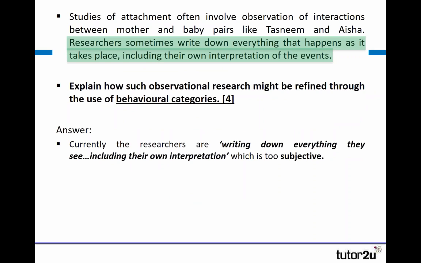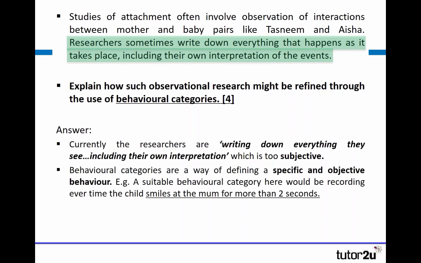What we could say to begin our answer is, well, actually, what the researcher is currently doing is just writing down everything they see, which is obviously very, very subjective. If you had 2 different observers, they're going to end up writing very, very different things about that observation. We could then say what a behaviour category is, because that's what the question is asking. Behaviour categories are a way of defining specific and objective behaviours. That'll get us a mark for defining it. And I would also give an example, something that we could measure.